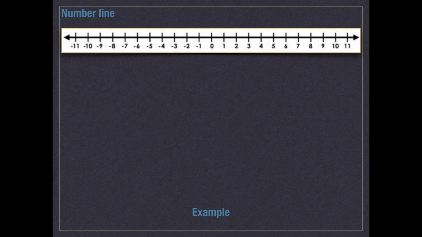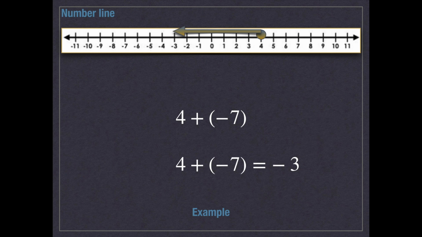So let's look at an example of adding together a couple of integers. Here we have 4 plus negative 7. What's that going to look like on the number line? Well, our starting point would be 4. We're going to add, which means and. So 4 and negative 7. That means we will go to the left 7 units. And our arrow ends right at negative 3. So 4 plus negative 7 will equal negative 3.